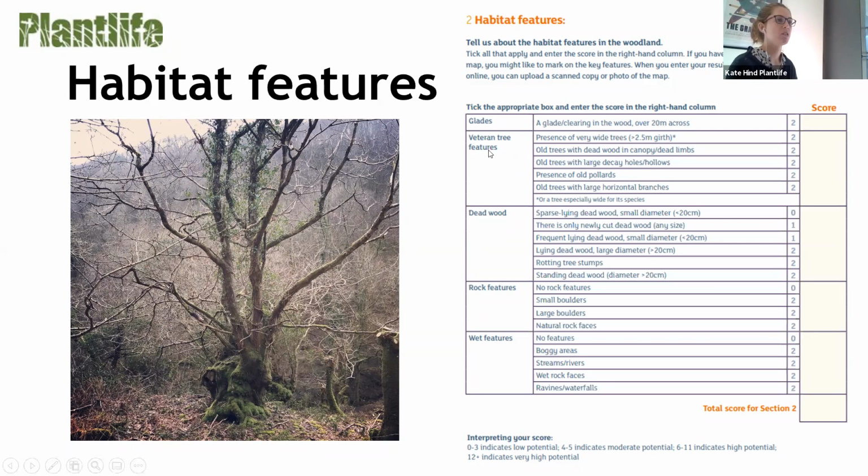So what we want you to do is, if you see any of these features, you score that and write it down, but you only need to see these features once. So in the area that you're surveying, if you see a pollard, you would mark that down and score a 2. If you saw horizontal branches, you would also write a 2. And then you would add up the full score for that section. And if it's over 12 for this section, it indicates very high potential.